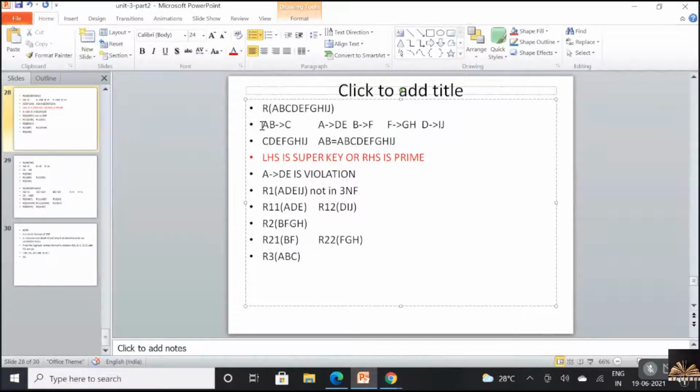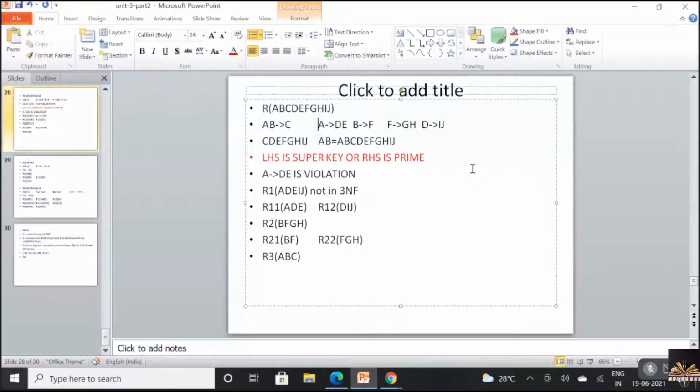Now looking at the first functional dependency, AB implies C. AB is a candidate key, so not an issue with that. I do not have any problem with AB implies C. Now A implies DE. Is A a super key? No. Is D a prime attribute? No. A is not a super key and D is not a prime attribute, so this is causing a violation.